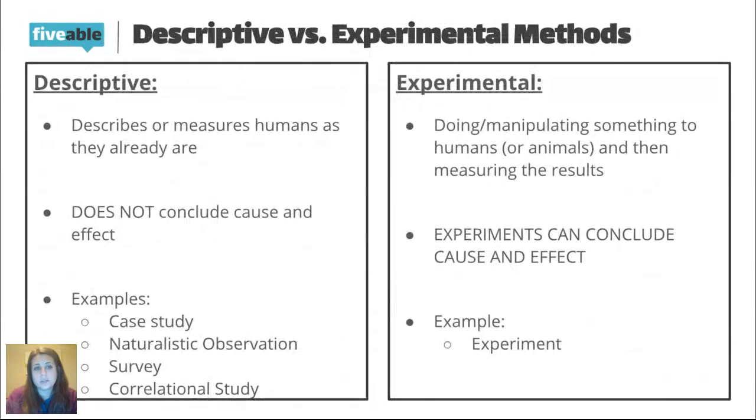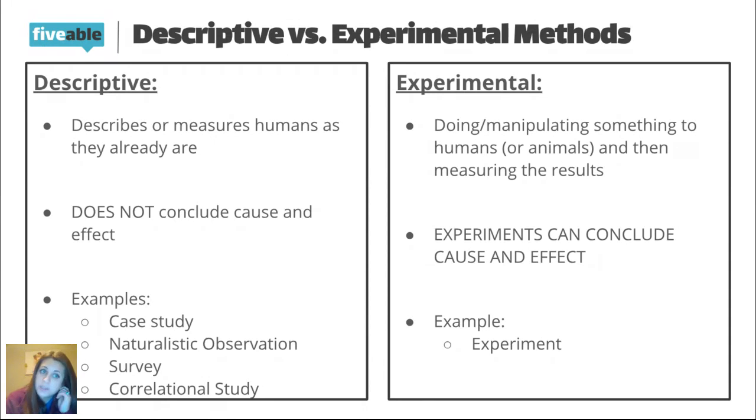So the big thing with descriptive versus experimental methods is that descriptive methods describe. It's kind of self-explanatory: they describe or measure humans as they already are. And so there's no cause and effect from a descriptive method. So you have to be very careful. If you're using one of these methods listed, like a case study, you cannot determine cause and effect. You can try to make inferences about the general population based on your study. However, you can't make cause and effect relationships clear without doing an experiment.